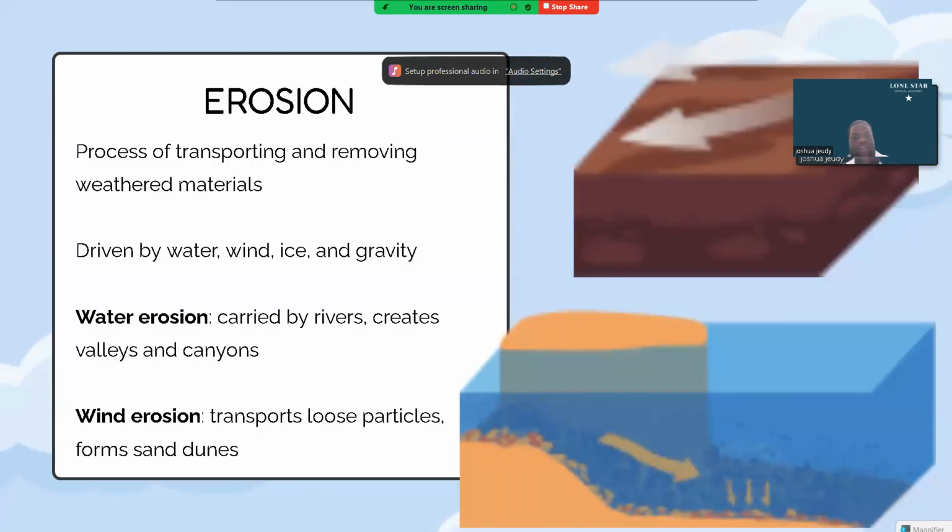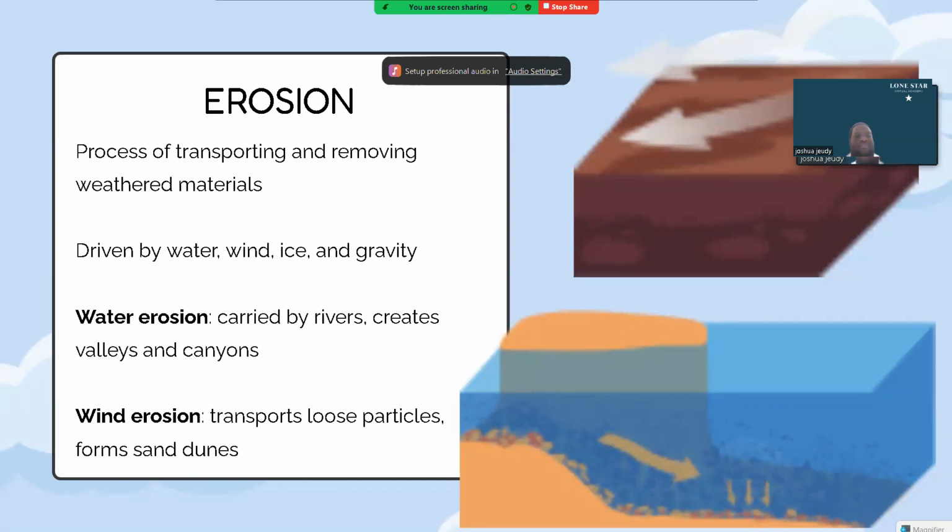Then next we're going into erosion. Now the key difference between weathering and erosion: weathering is breaking down the soils and minerals. Erosion is the same thing, but erosion includes moving that stuff down.